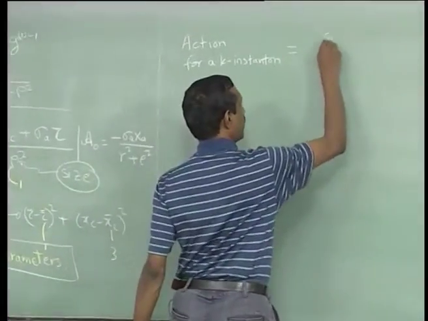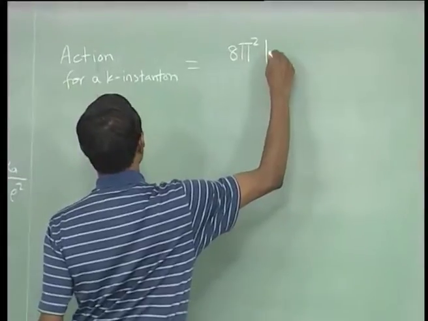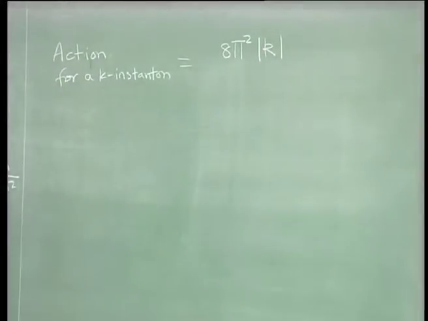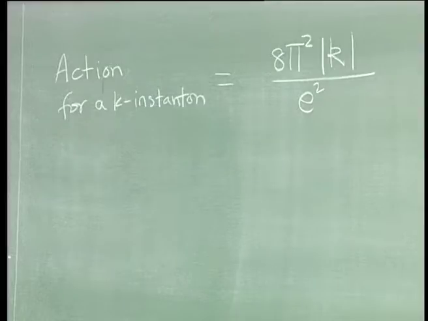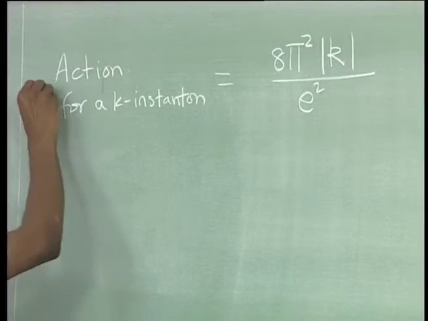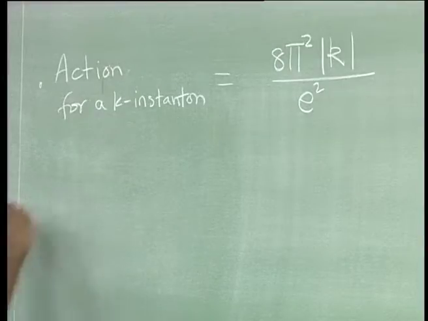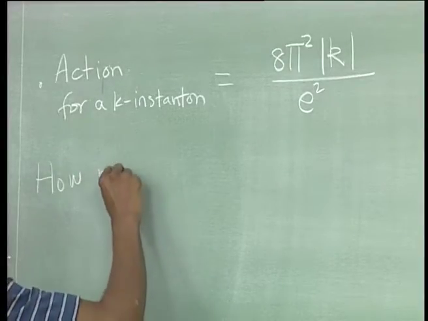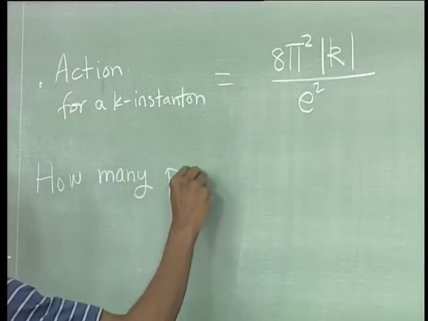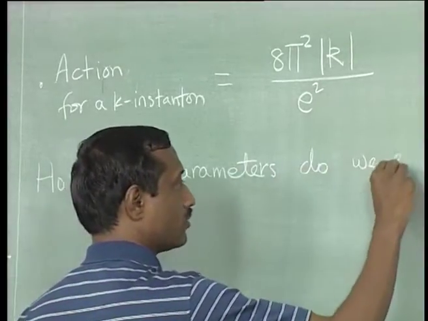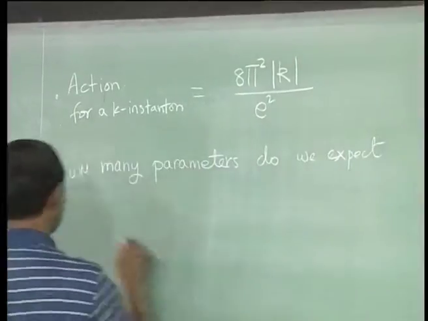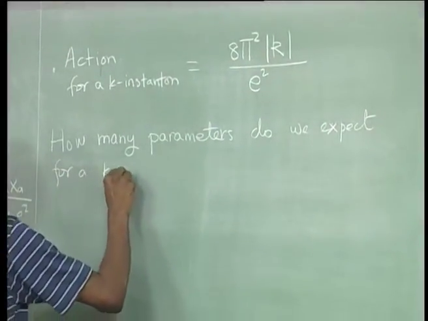We worked it out to be 8 pi square times mod k, but actually in the action there should have been the coupling constant square, E square or G square, whatever we want to call it. This is just an overall multiplicative factor, so it does not change any of our discussion, but this is what it should be. But the question is, how many parameters do we expect for a k instanton solution?